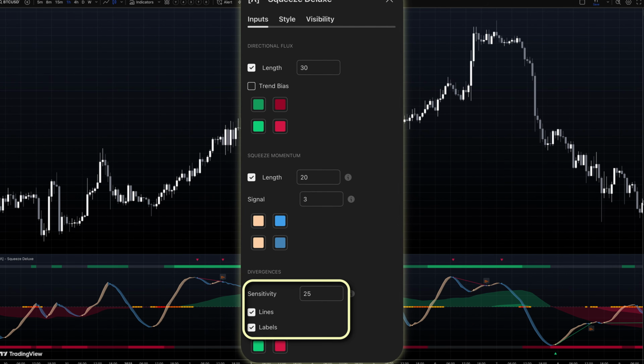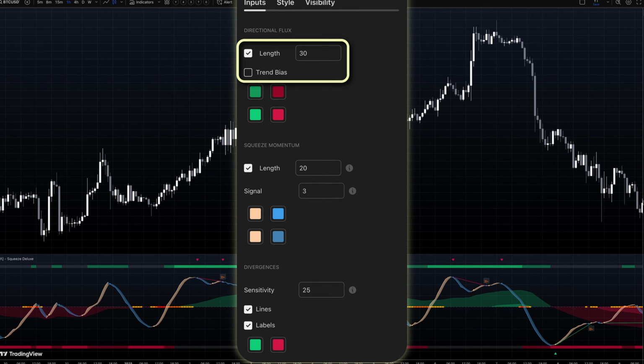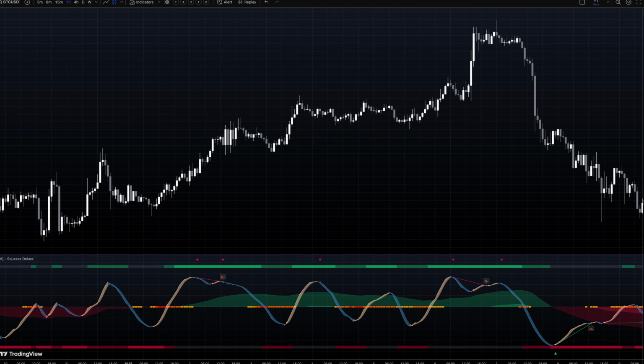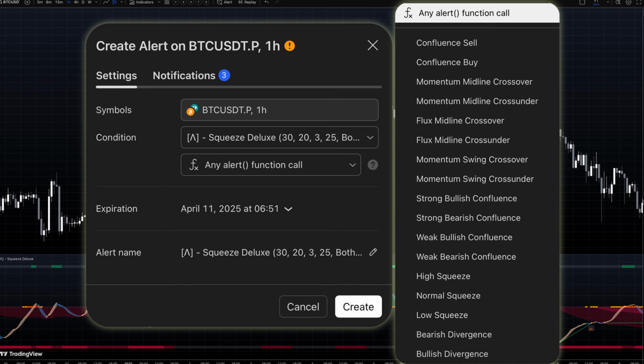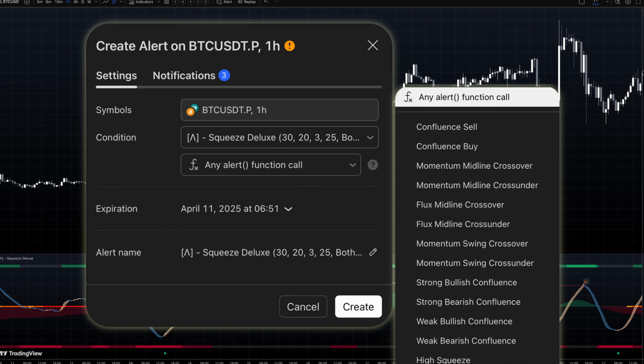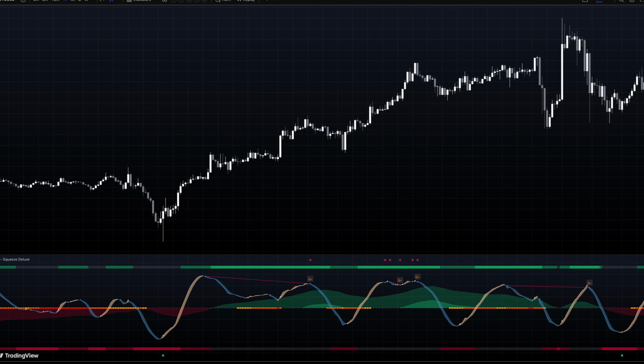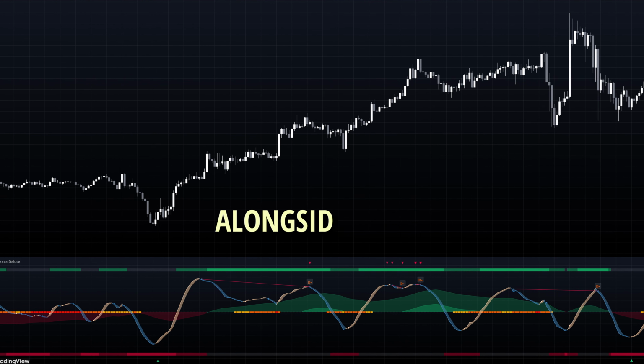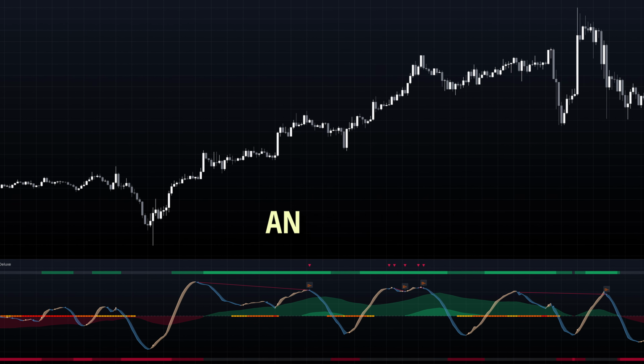Customization options allow users to adjust sensitivity, trend bias, and signal responsiveness. Alerts cover buy-sell signals, momentum shifts, squeeze conditions, and divergences, ensuring traders stay informed. While comprehensive, the Squeeze Momentum Deluxe is best used alongside other tools for a well-rounded market analysis.